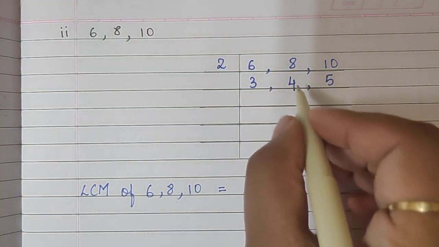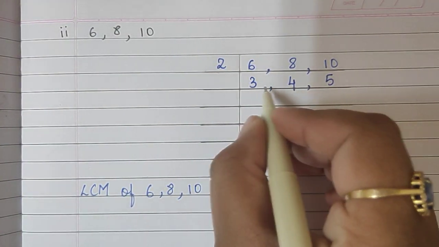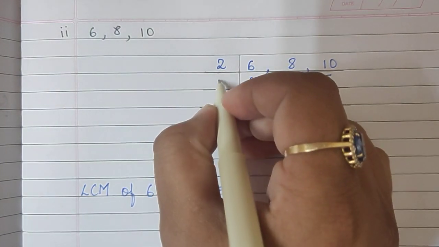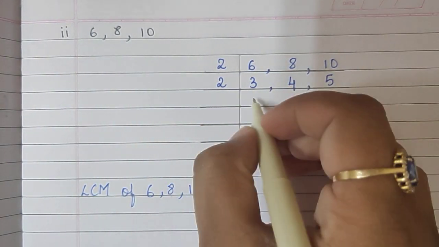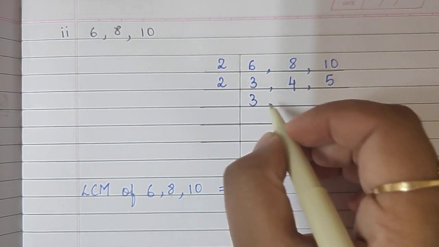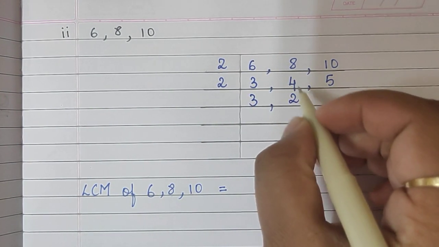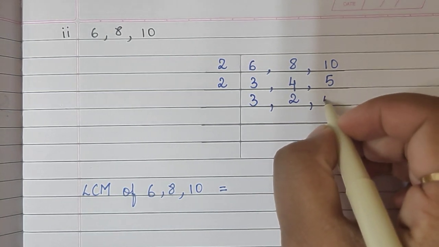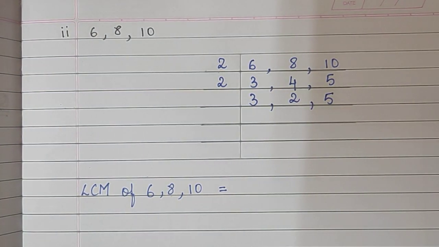Now is there any other number that is divisible by 2? Yes, this. So we'll again take a 2 here. Now 3 will not go, so we'll write 3 as it is down. 2 2s are 4, and we'll write 5 as it is.